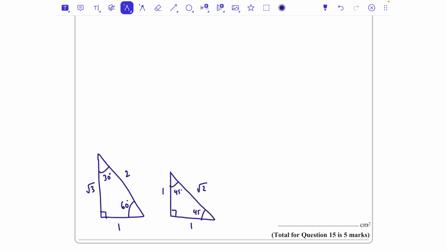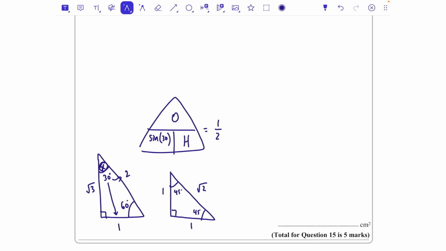So for example, we just worked out sine 30. Now sine 30, we know that it is the opposite divided by the hypotenuse, so I'm going to stand in my 30-degree angle. The opposite is 1 and the hypotenuse is 2. So sine 30 is 1 over 2. Remembering those triangles enables me to work out any of the exact values involving 30 or 45 or 60.